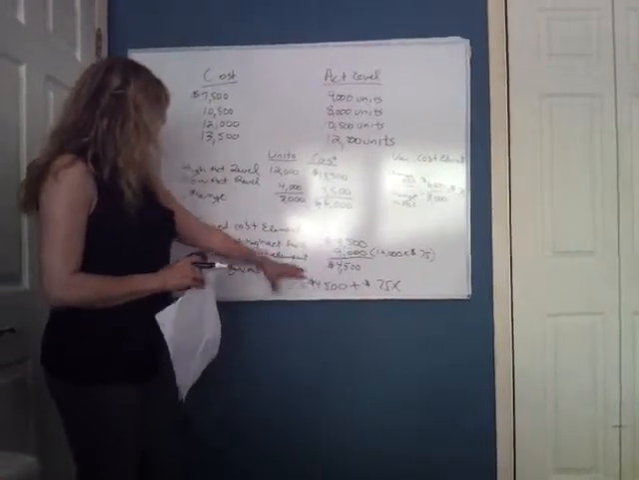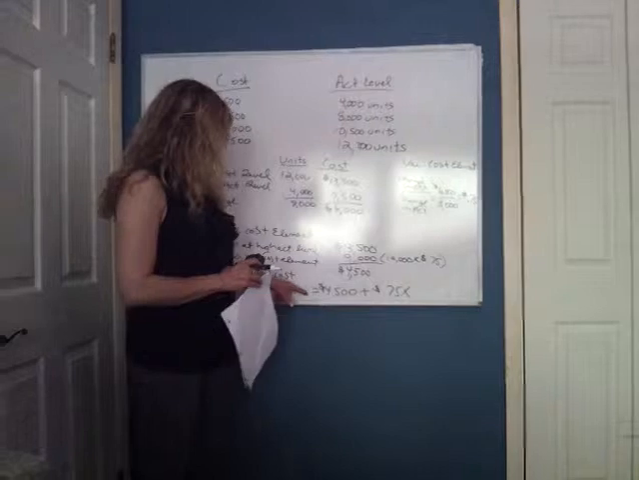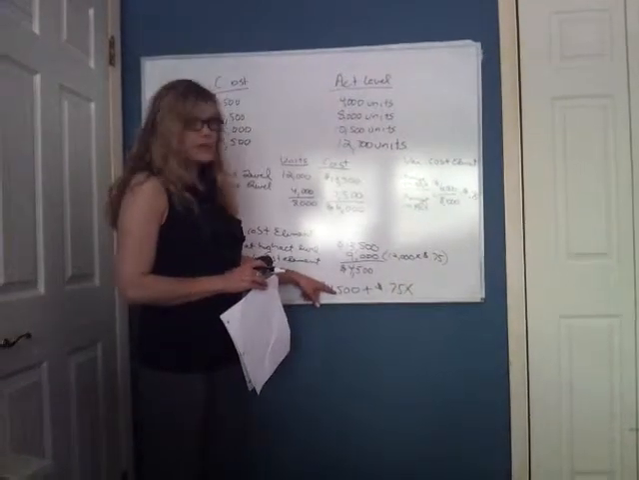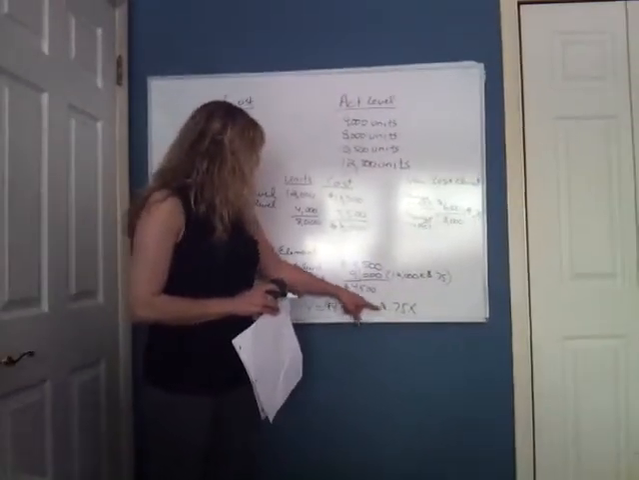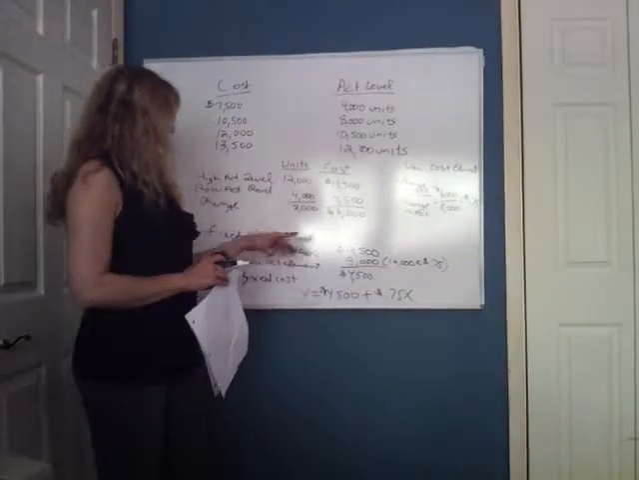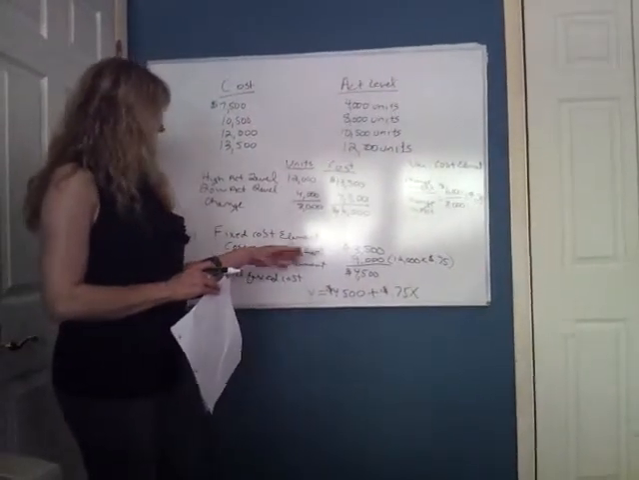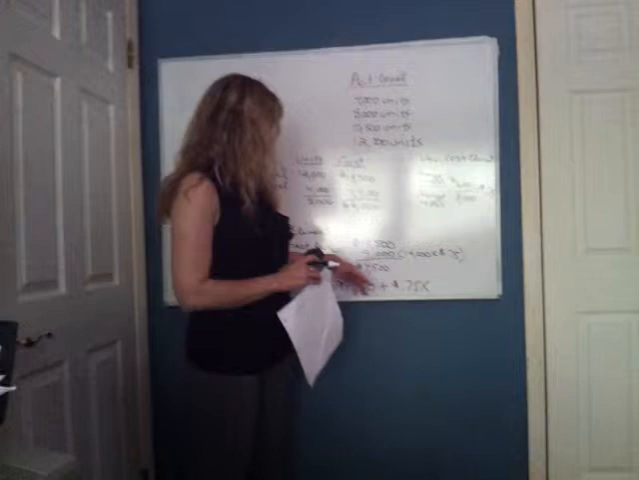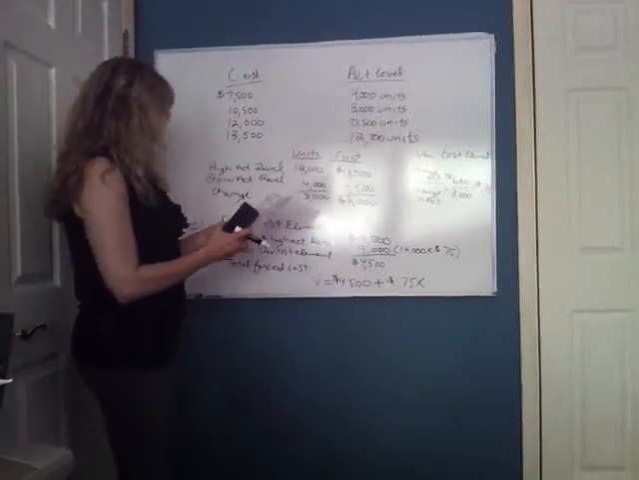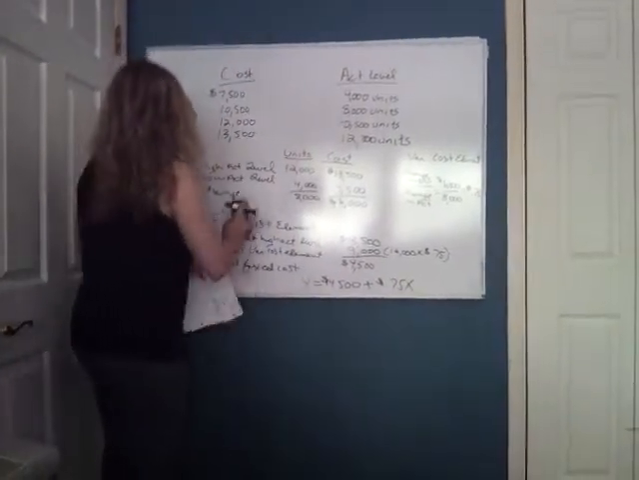So we're going to set it up in equation form. It's going to be y equals 4,500, the fixed cost element, plus 0.75x, the variable cost element. So that's how we would determine number 1. Now let's go to number 2.